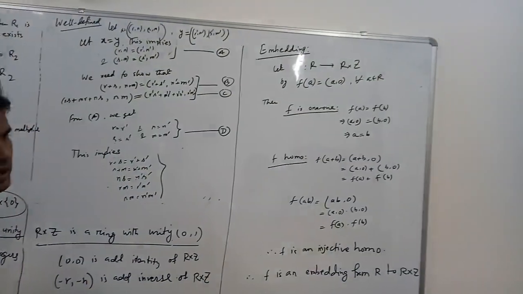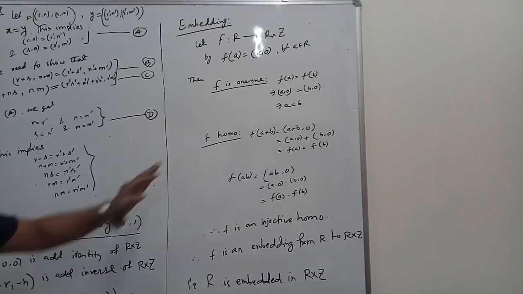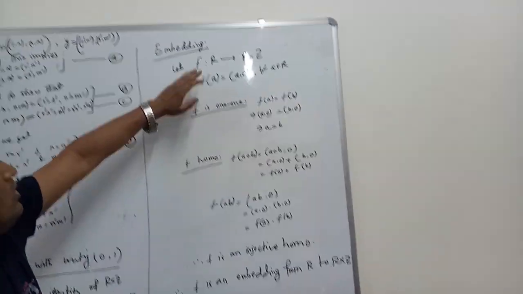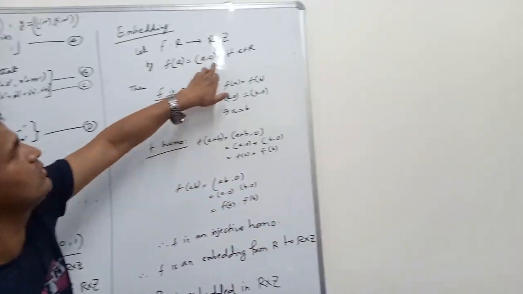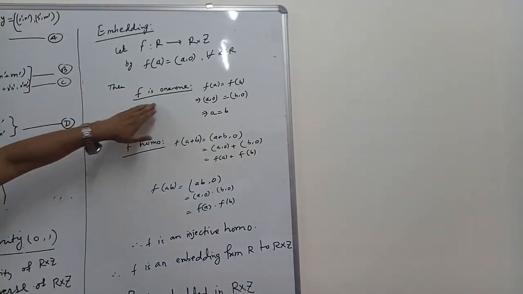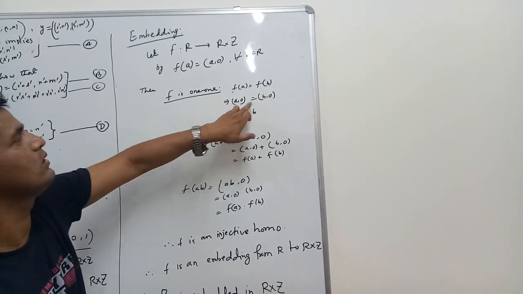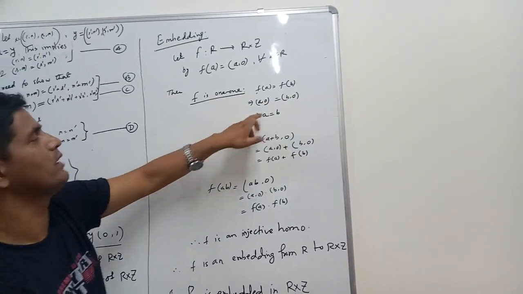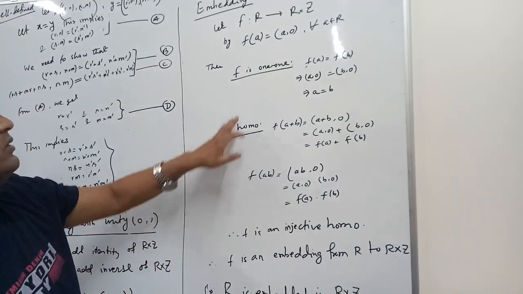Now only one part is remaining, the embedding. We want to show an embedding from this ring R to R cross Z. So let a map F from R to R cross Z be defined by F(a) = (a,0) for all a belonging to R. Then F is one-one, because if we take F(a) = F(b), then (a,0) = (b,0) by the definition of F, and then by comparing components a = b. So this is one-one.